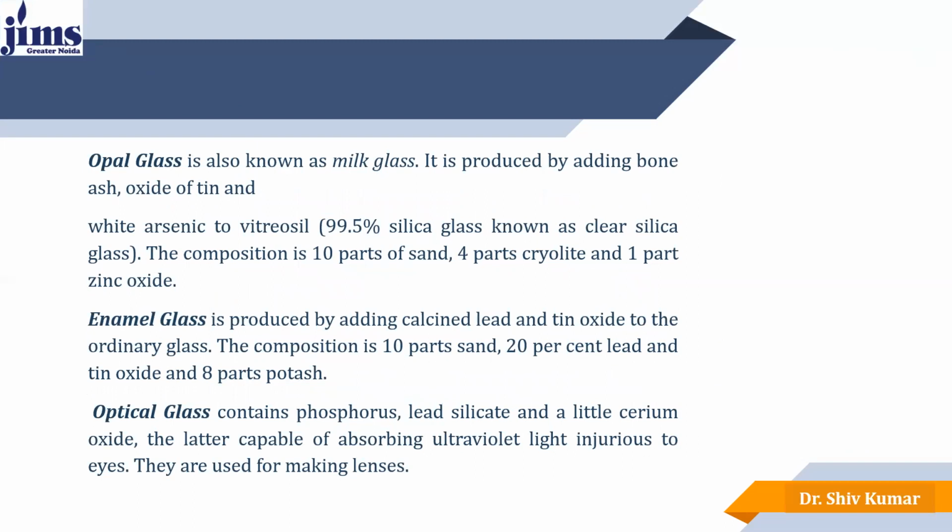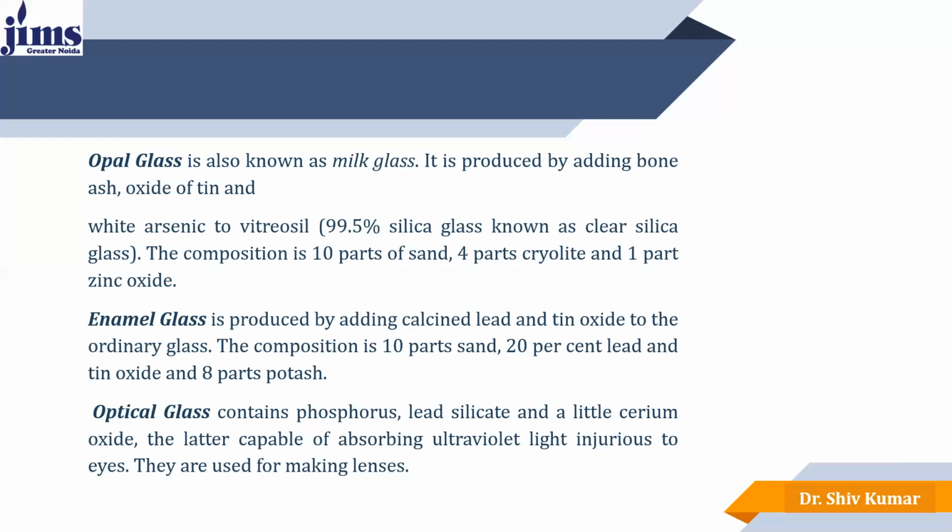The next is opal glass. It is also known as milky glass and is produced by adding bone ash, oxides of tin, and white arsenic to vitrosil, 99.5% silica glass known as clear glass. The composition is 10 parts of sand, 4 parts cryolite, and 1 part zinc oxide.